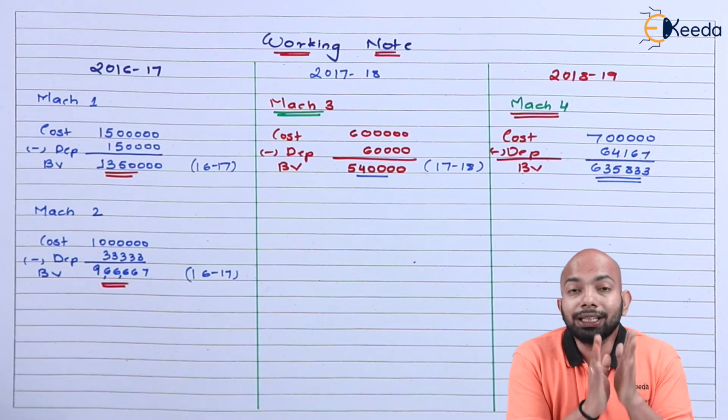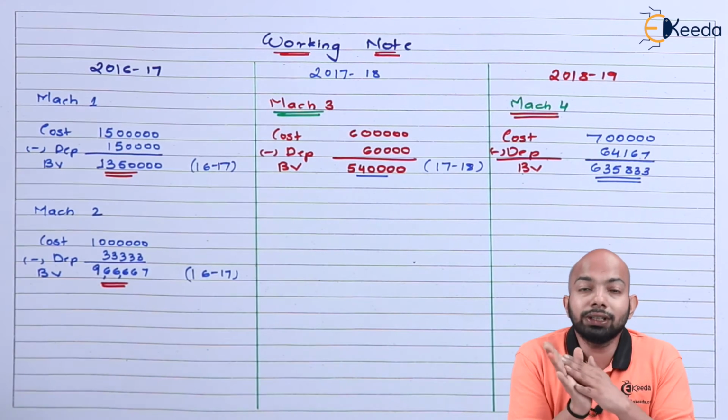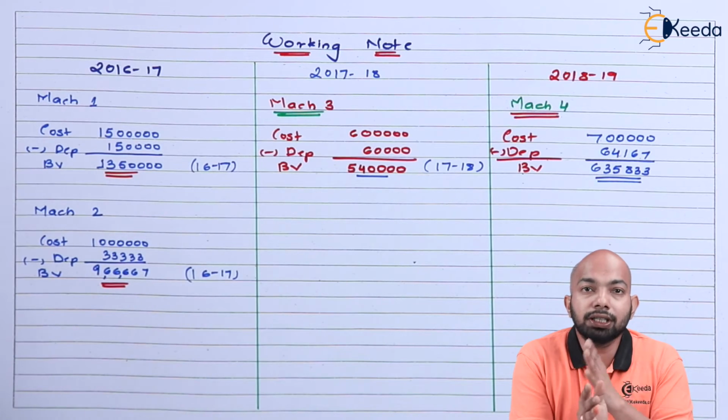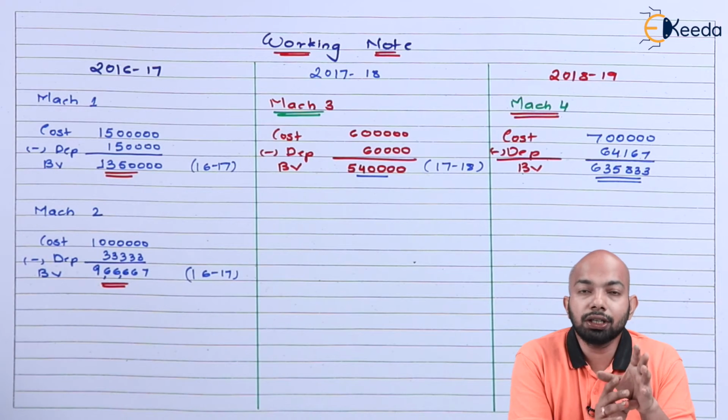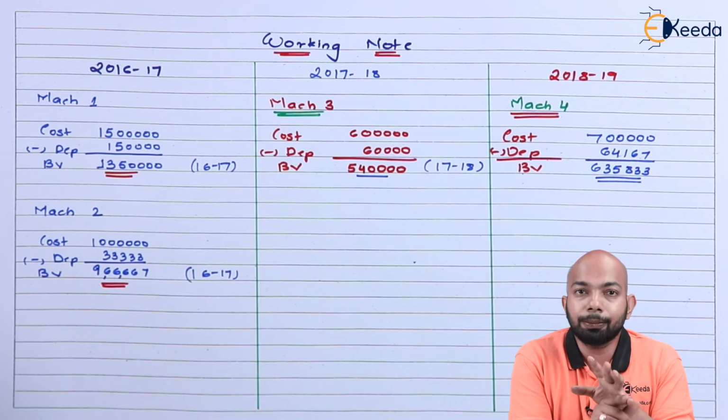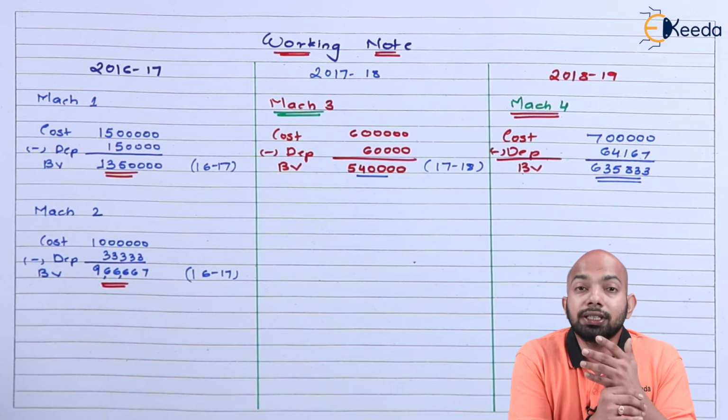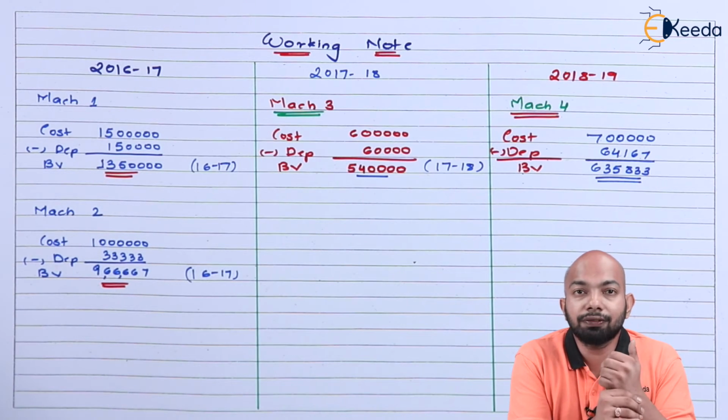Now let's go ahead with the calculation of total depreciation for all these assets. So machine 1, machine 2, machine 3, machine 4, right from the financial year start to end, we'll calculate the depreciation and understand how the depreciation pattern comes up in this specific illustration.